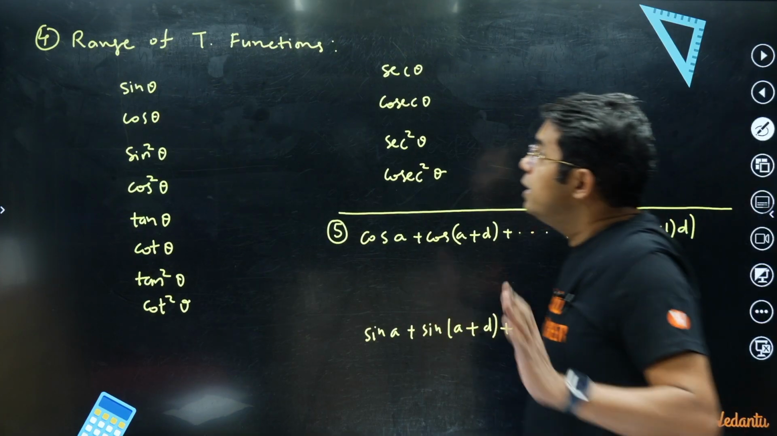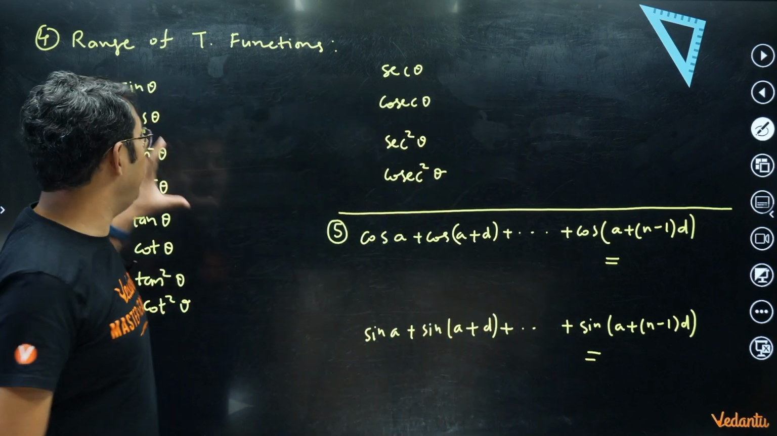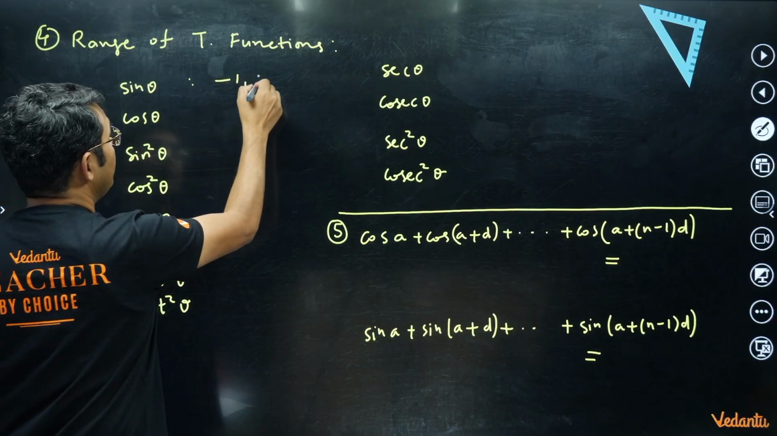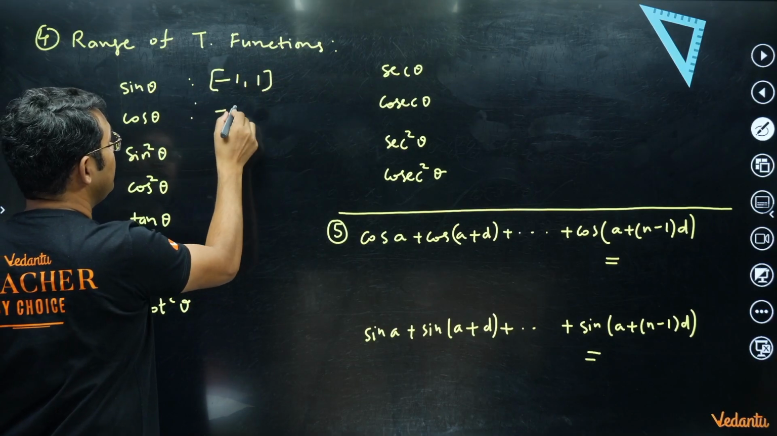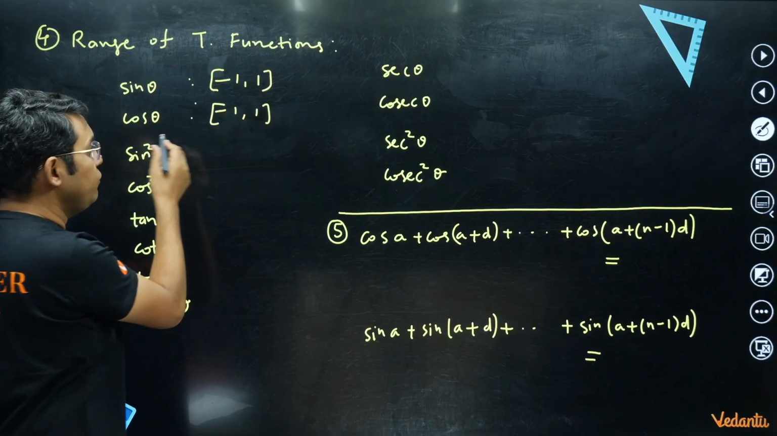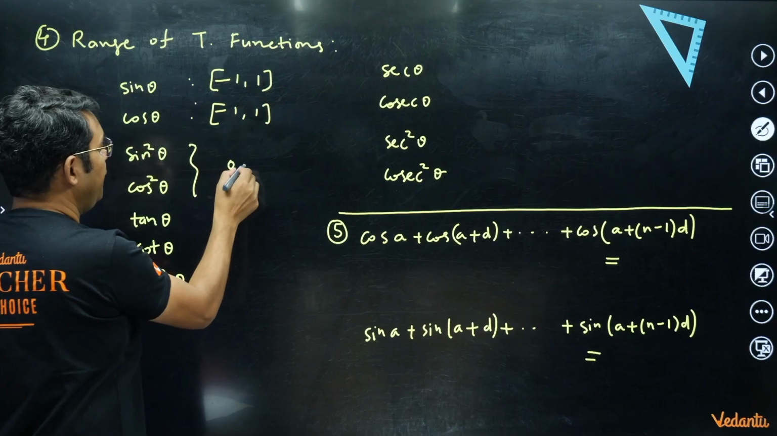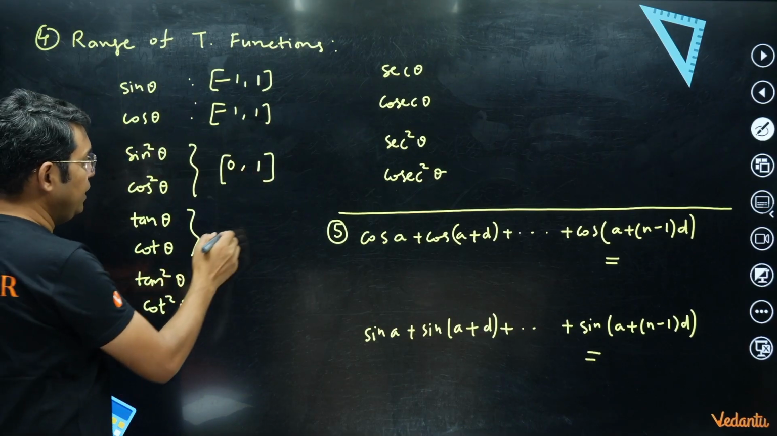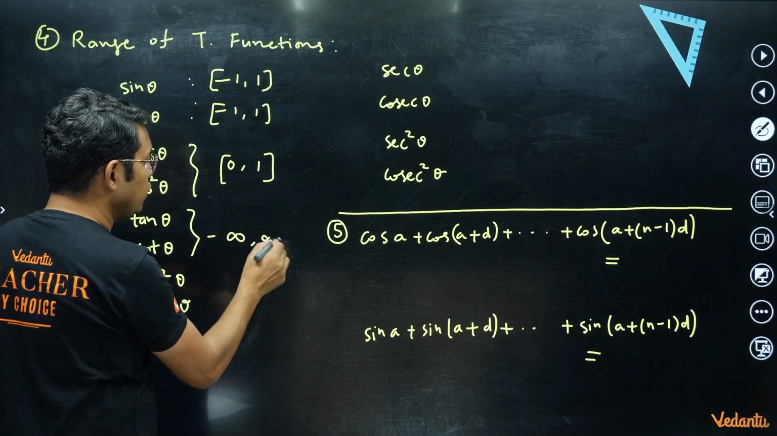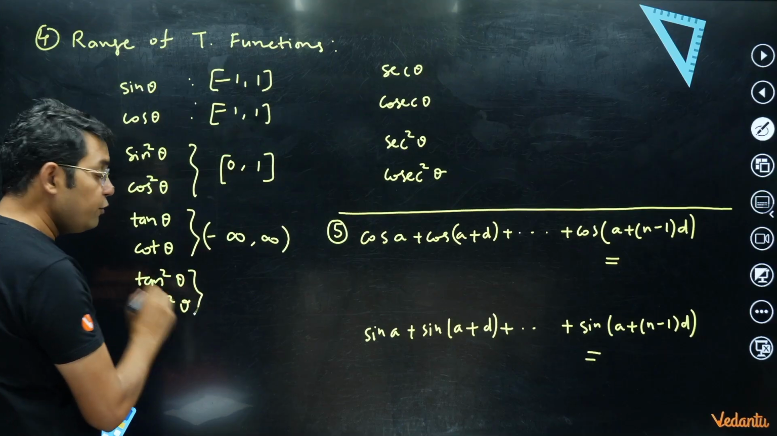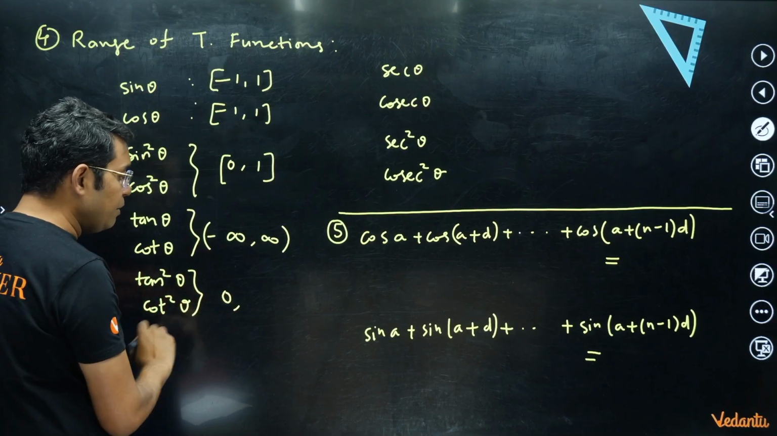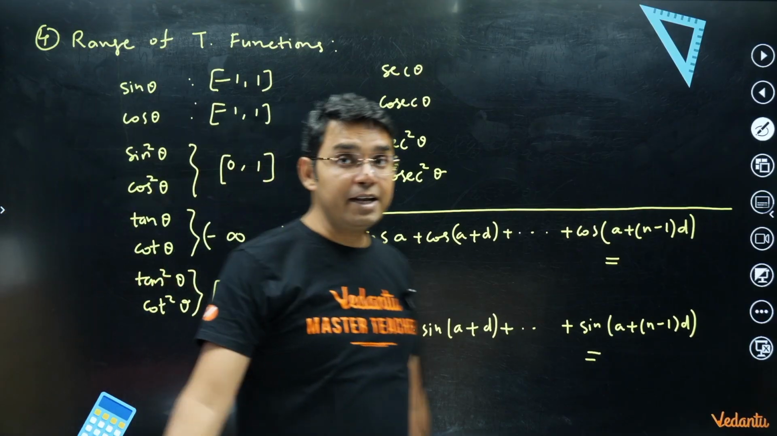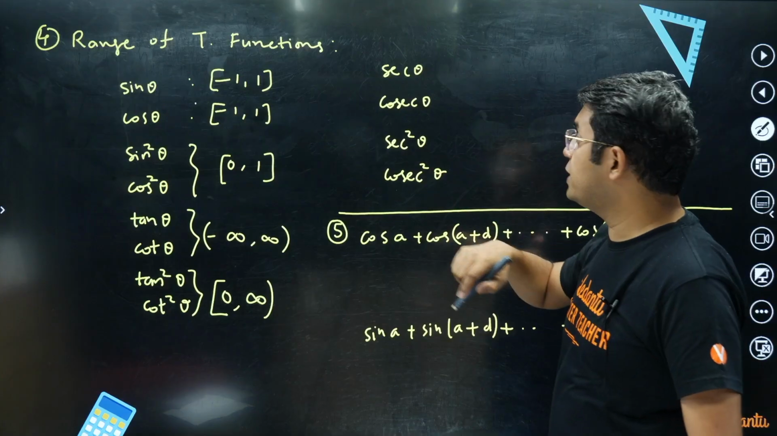Now fourth thing, range of trigonometric functions. I think we all know it. If you do not, just make it clear that you know these results. Cos theta, sin theta, if you make square for both of them, it becomes from 0 to 1. Tan theta, cot theta, their range is from minus infinity to plus infinity for both of them. If you square them, the value will be minimum 0, maximum can go till infinity. In case of secant and cosecant, they are reciprocal of sine and cos.